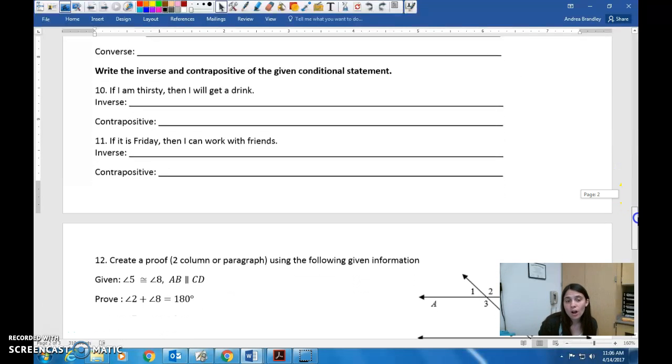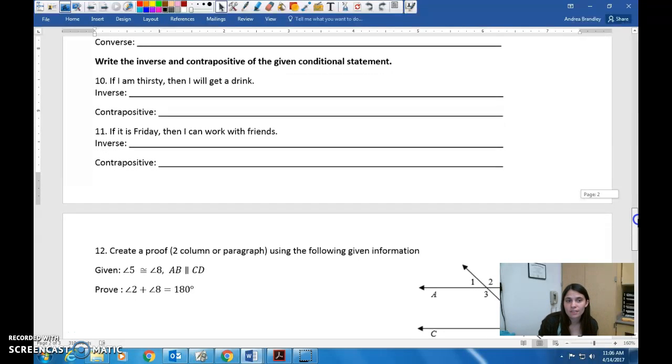So if I were to write the converse, it would be, if I get a drink, then I am thirsty. Inverse and contrapositive, we're using not. So this symbol stands for not. So the inverse is, if not P, then not Q. The contrapositive is, if not Q, then not P.